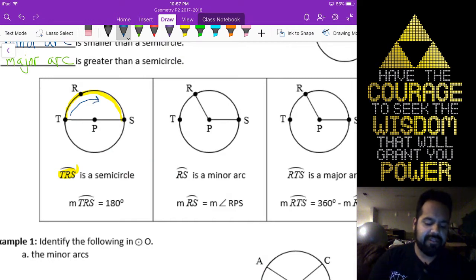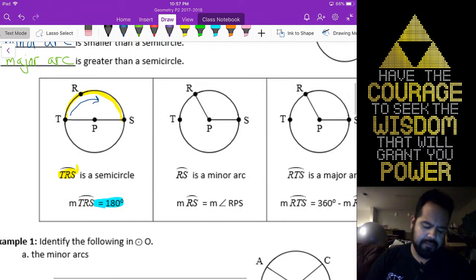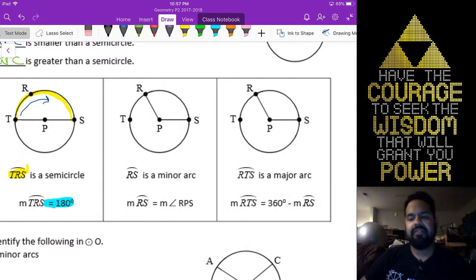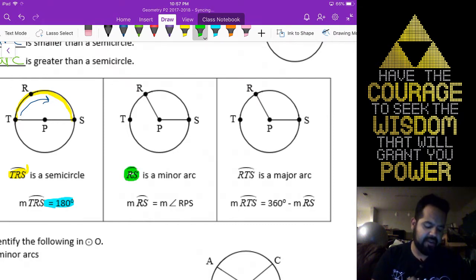Now, a semicircle, because a full circle has 360 degrees, makes the semicircle 180 degrees. It's a full half turn. In a minor arc, usually because it's less than 180, we only need 2 letters, and it's always going to be the shortest distance or the shortest arc between the 2 points. So in this case here, I'm looking at RS, so I'm looking for the shortest path here. Boom, big reveal.